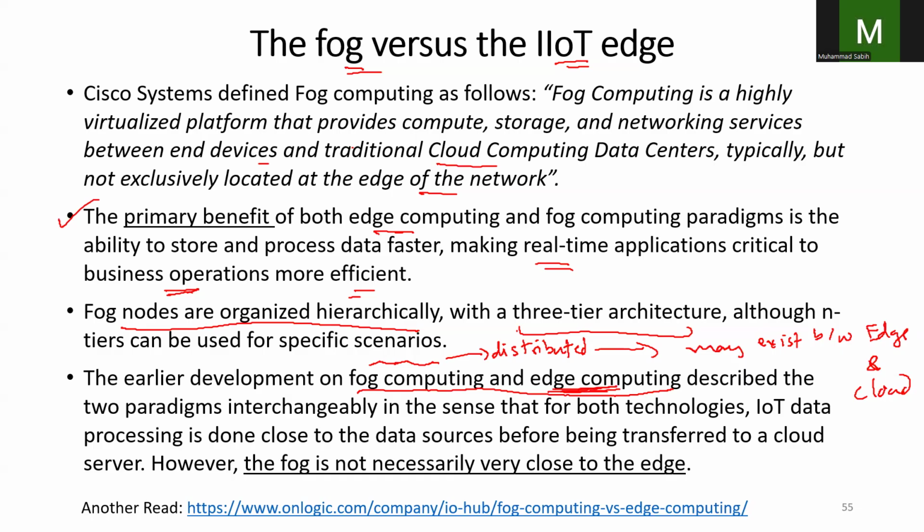That's why we say that fog is not necessarily very close to the edge. It may be distributed. For further reading, you can check this reference. Okay, so we will end this slide here, and the next lecture will be on edge deployment and some scenarios. Thank you very much.